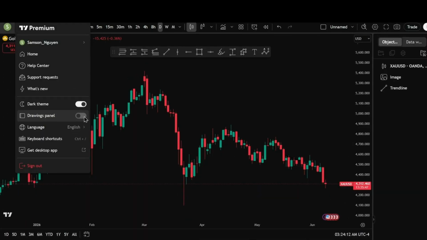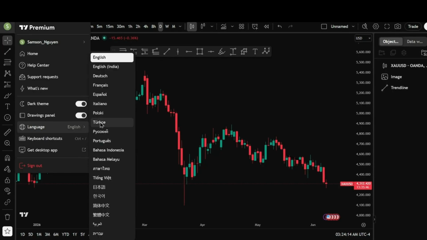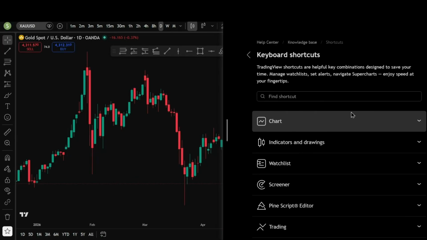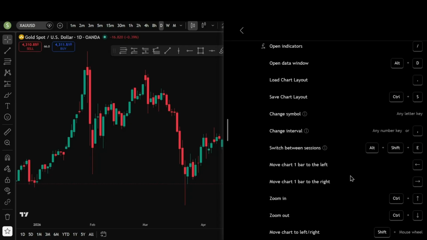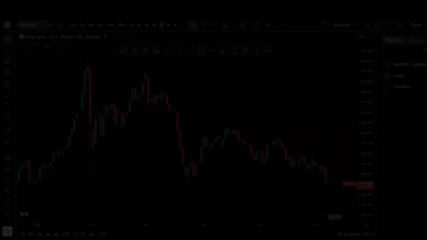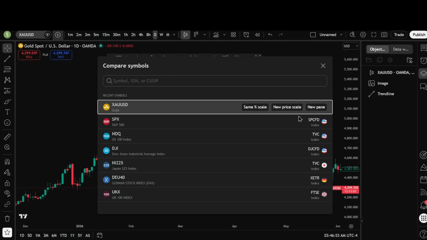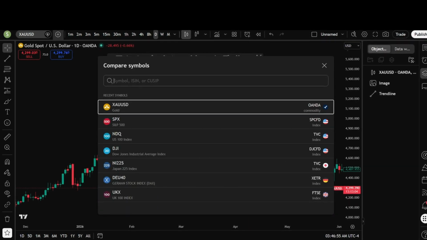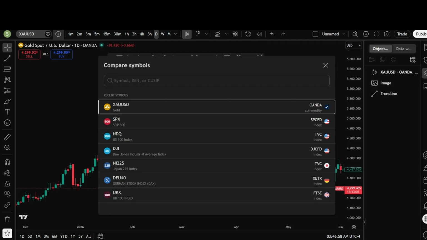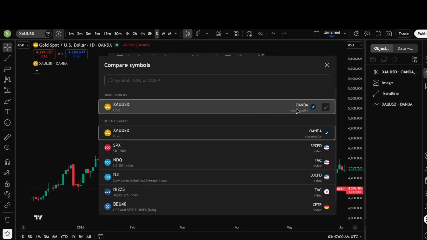One feature many people care about is the dark mode toggle. Here, you can switch between light and dark interfaces. From here, we'll mainly work with the center of the screen, where the price chart is displayed. This is the most important area for analyzing market trends and price behavior.